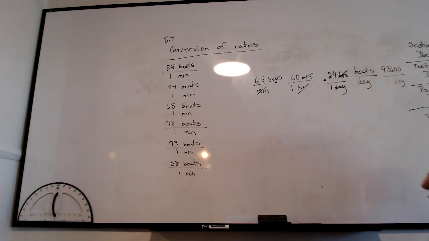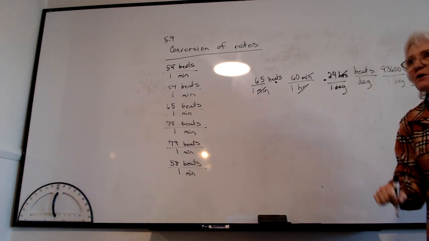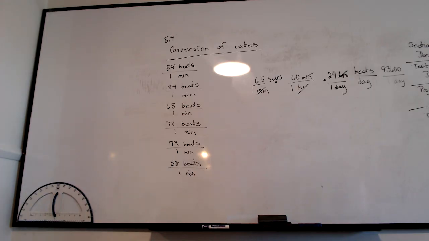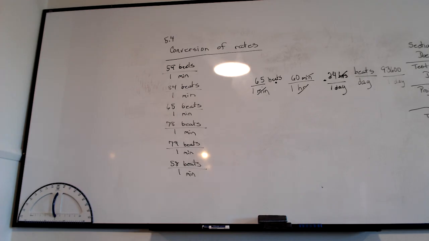93,600. Your heart is busy. In 1 day, it beats or pumps 93,600 times. So you wouldn't want that to happen in 1 minute, would you? No. Your heart rate would be so fast. Does anybody know what rate is dangerous? 200. Like at resting, or at high rate?